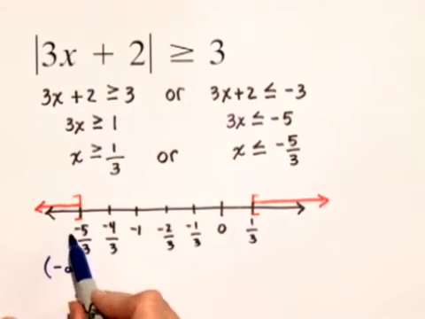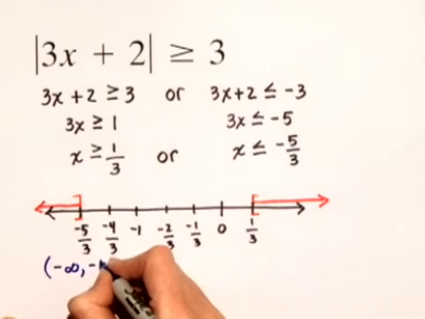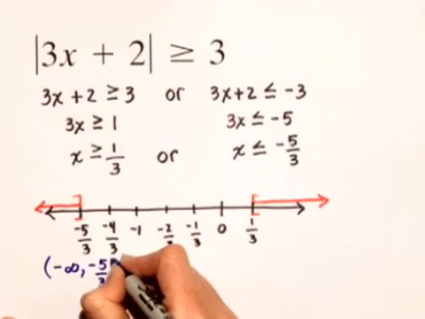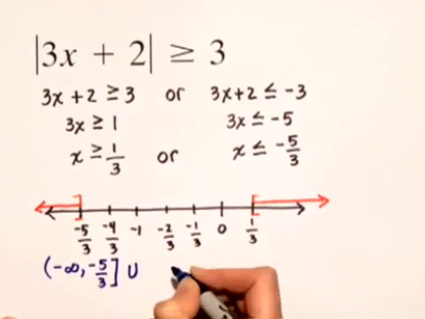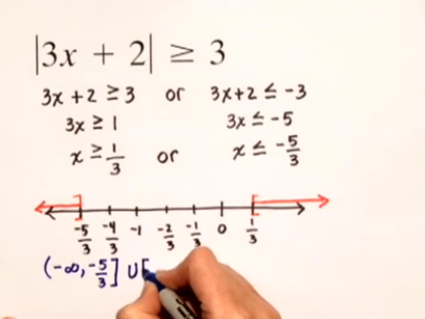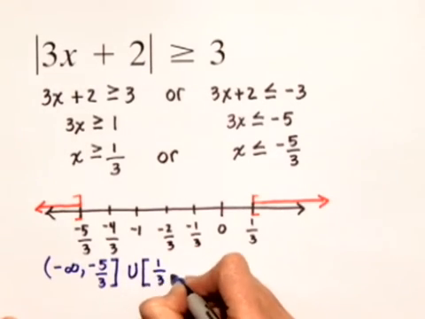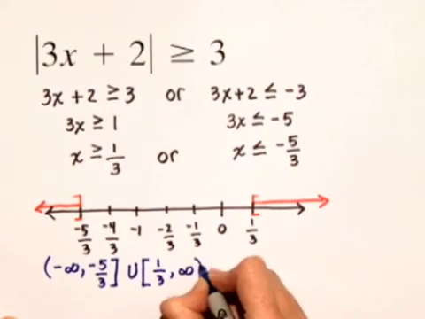So we have from negative infinity up to and including negative 5/3, union from 1/3, again, closed interval, up to positive infinity.